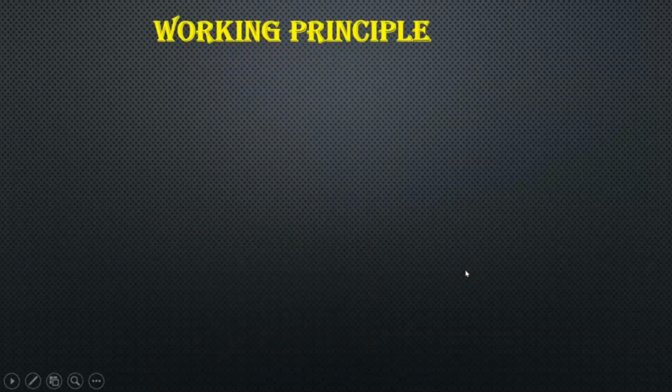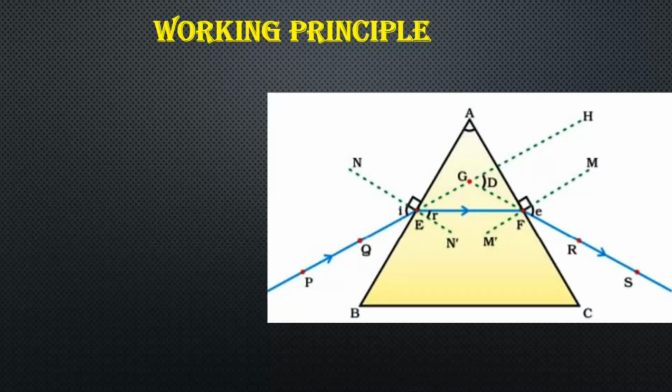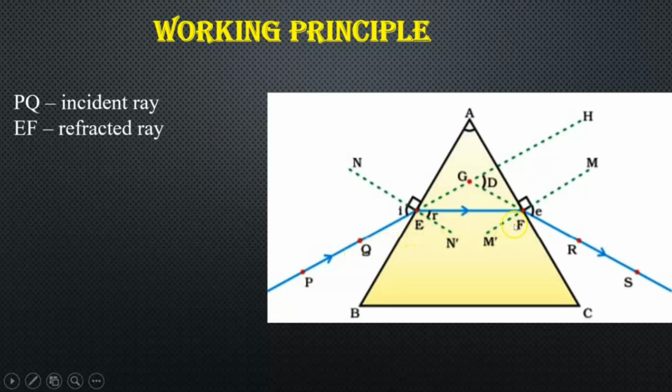Now, what is the working principle of this prism? Let us learn. See this picture, it shows the working principle of a prism. Follow the blue line, say PQ. When it hits the prism at one end, it gets refracted and it comes out the other side of the prism as an emergent ray. So PQ we call an incident ray. EF we call a refracted ray, or an emergent ray.